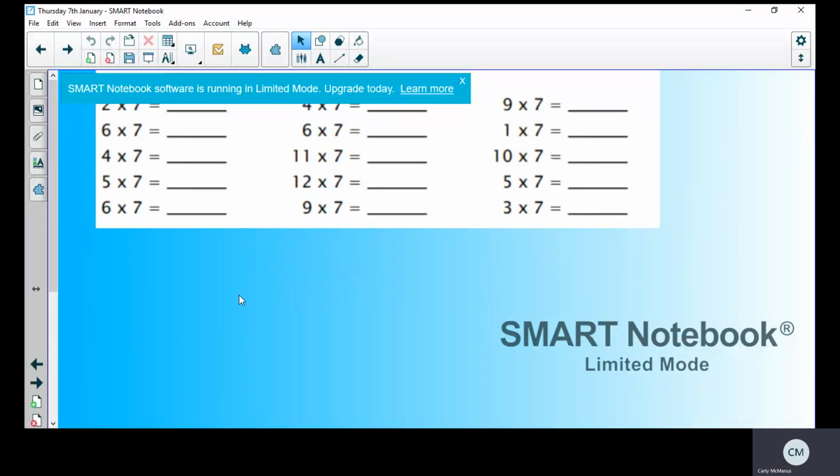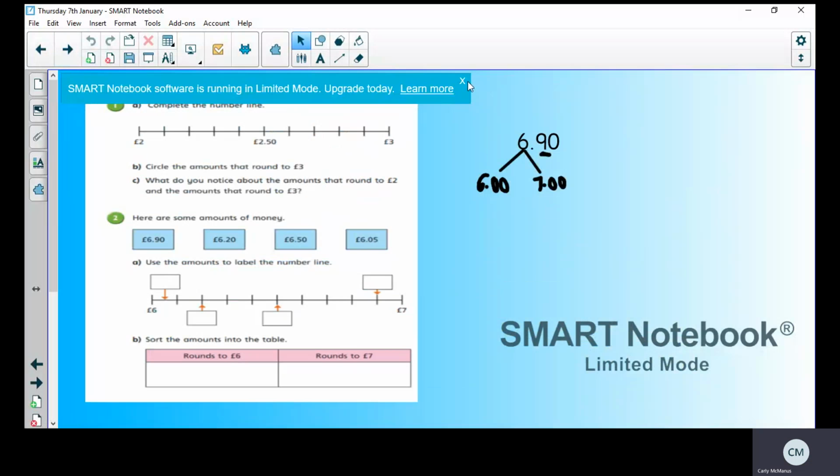Again, I've set some 7 times table questions for you to do. You can time yourself if you wish, just have a go at them to keep practicing your 7 times table. And then the worksheet today is this.